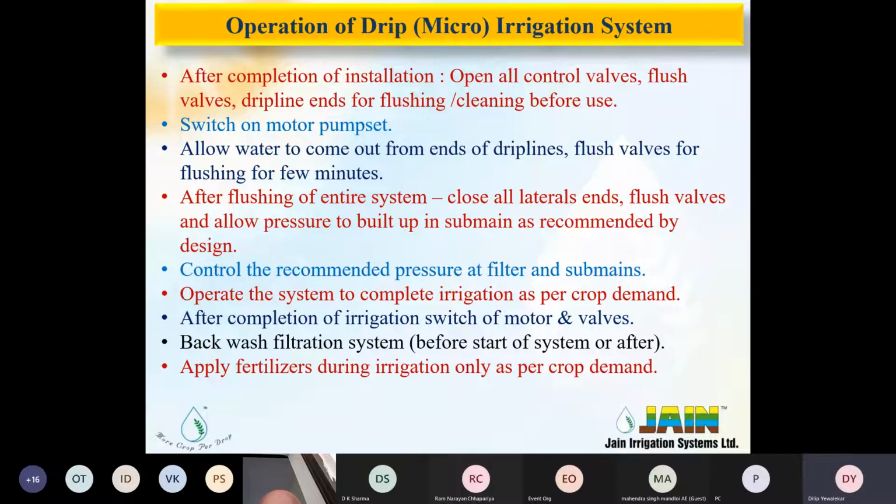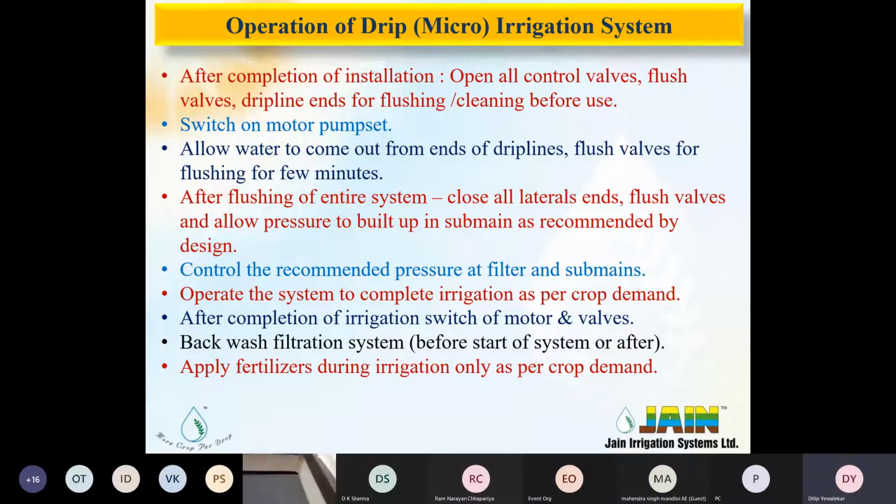Then operate the system as per the irrigation demand of the crop, that means how much water is required for the crop. Based on the water requirement, start irrigating the system. So this is a very simple technique to operate. It is not very tough. Operation is not a big task. It is very simple and easy to understand.